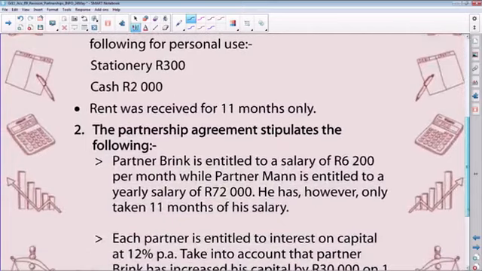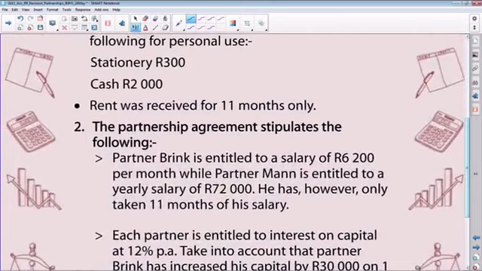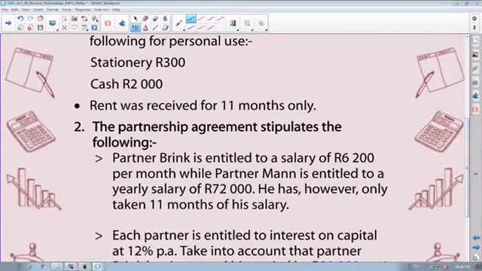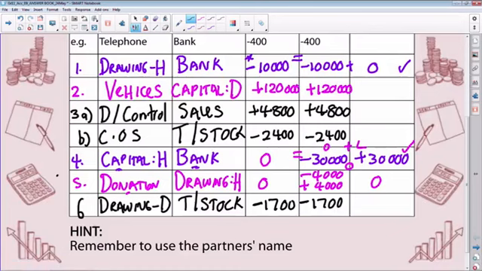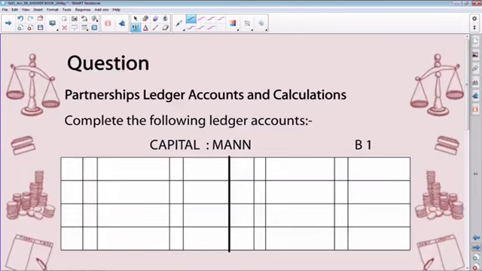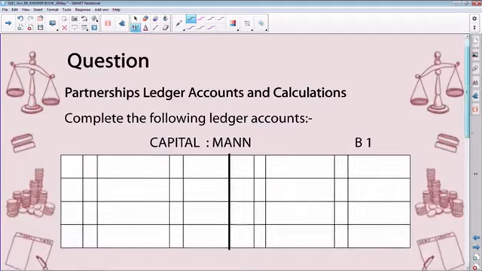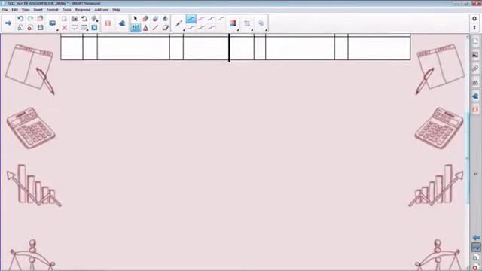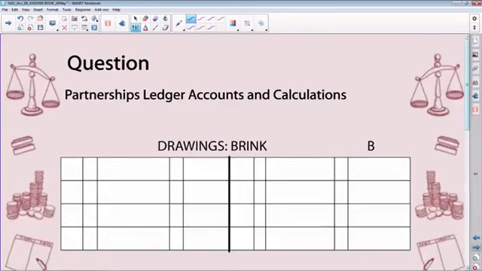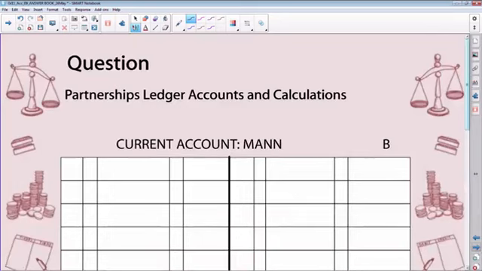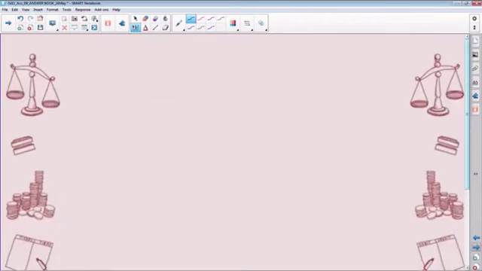Right, let's go to the actual question itself so we know exactly which ledger accounts the question wants us to complete. In our answer booklet, not information, for this question we are completing the following ledger accounts. So we've got capital. Next account, we've got drawings. Then we've got current account for each partner. And that should be it.